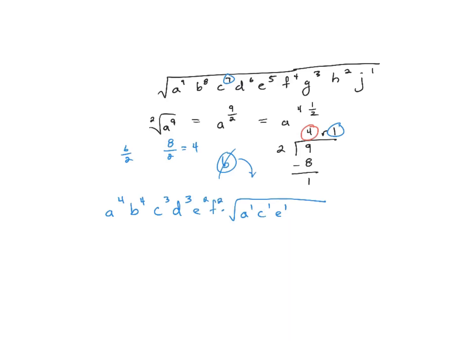F2, G, we're running out of room here, but you get the idea of what we're doing. Let's go to J though. Let's say I had H2, I'll just split it up here, J1. This would look like H on the outside because 2 divided by 2 is 1, no remainder, and J on the inside. If you cannot divide the 2 into the exponent, like J1 here, then you're just going to leave it inside your radical.